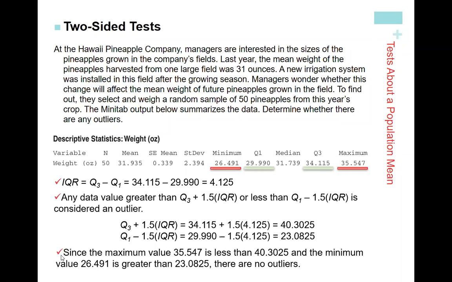Key words in the problem that we are doing a two-sided test, aside from the header of two-sided tests, would be: the managers are wondering whether this change will affect the mean weight of future pineapples grown in the field. So we are saying, will it affect it? Will it make a difference? Doesn't say whether the difference is in any particular direction or not. It's just saying, is it going to change? So that's a two-sided test.